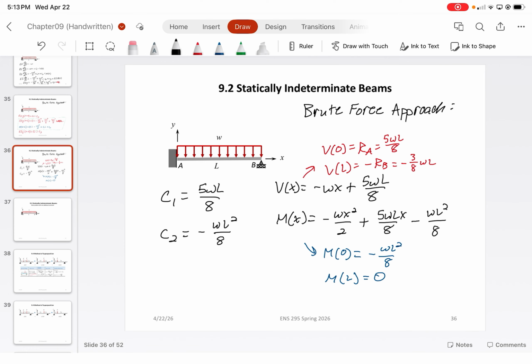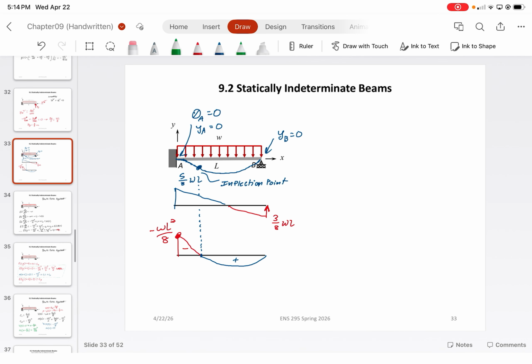So let me do that here. V of x is equal to 0. And technically you would find that x is going to be at 5 over 8 L. And so then you would plug this value into m of x, with x equal to 5 over 8 L. And you should get that this is equal to 9WL squared over 128. And that value would be the maximum point located here.